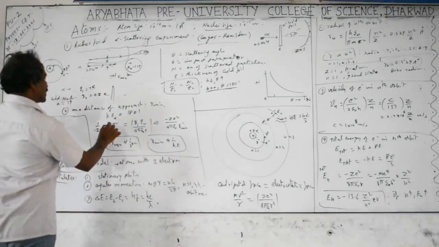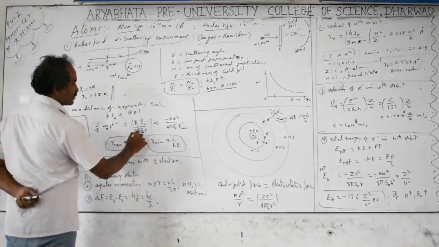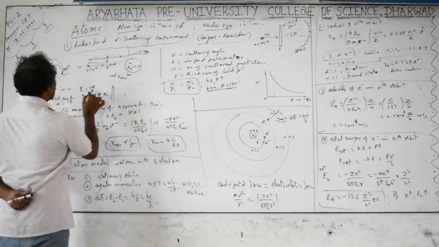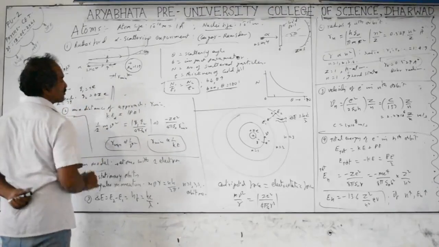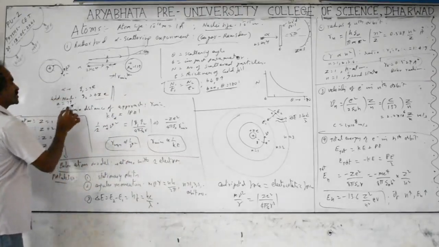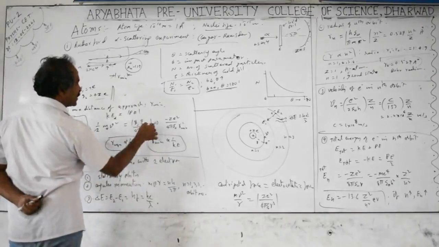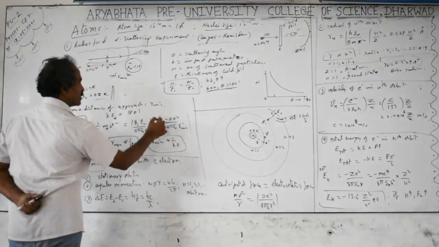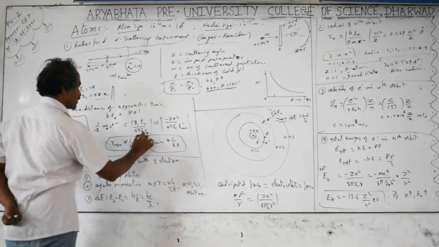And half mv square for the alpha particle equals the potential energy, which is q1 q2 by 4 pi epsilon naught r. The charge of the alpha particle is q1 equal to 2e, and the gold nucleus q2 equal to Ze. Z is the number of protons in the nucleus. For gold, Z is equal to 79. They don't ask that, of course, but just have an idea. For any nucleus given, the potential energy is equal to the modulus of Z e square by 4 pi epsilon naught r minimum. This r is r minimum, we have to take the minimum.